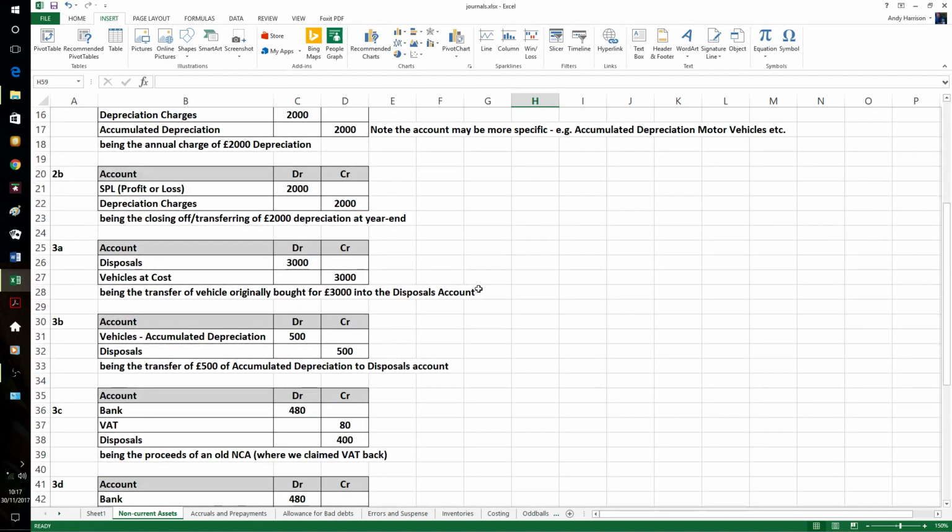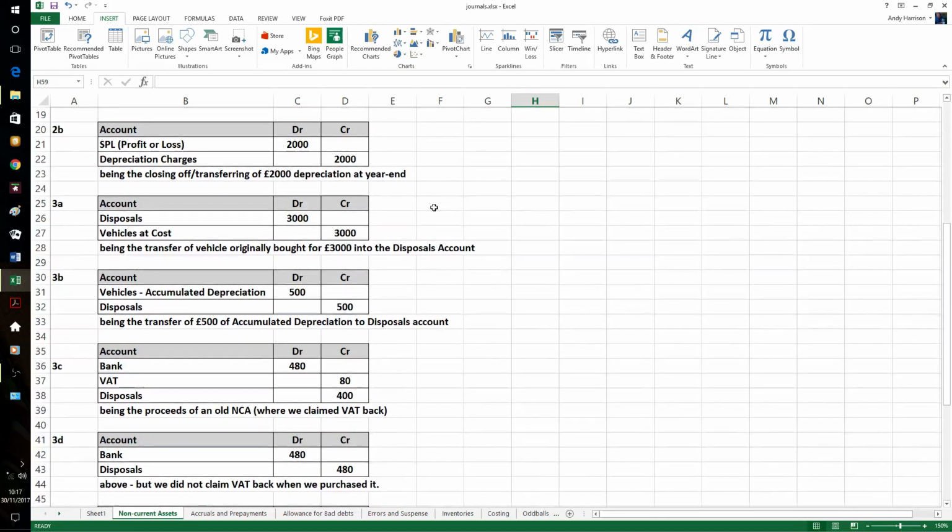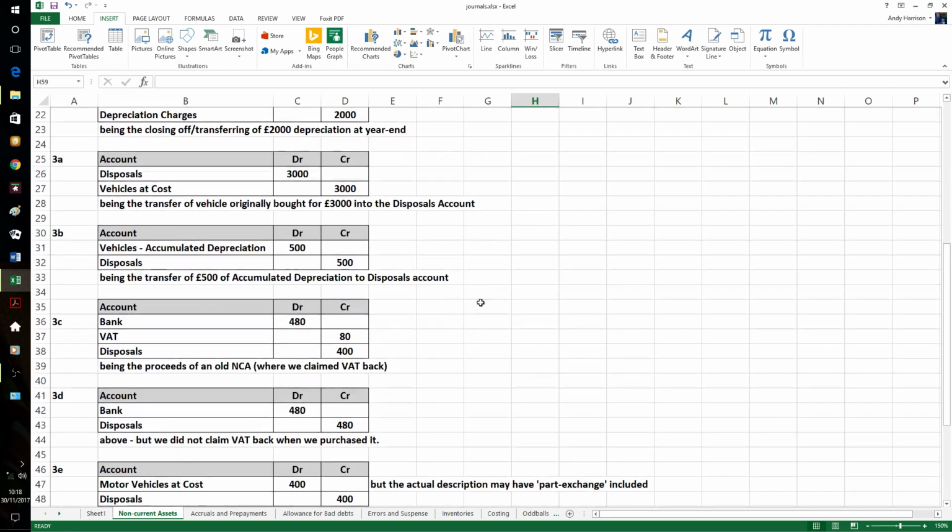Then our disposals, so all the rest are to do with disposals. So step one of disposals, transfer the vehicle that you're disposing of or the assets you're disposing of into the disposals account. Step two, transfer the appropriate accumulated depreciation by debiting the accumulated depreciation, crediting disposals. Step three, put in the proceeds.